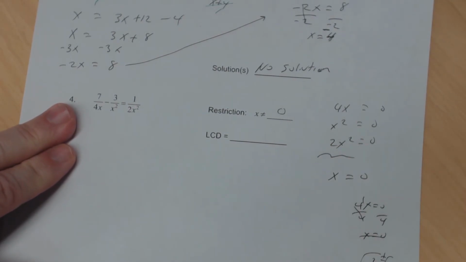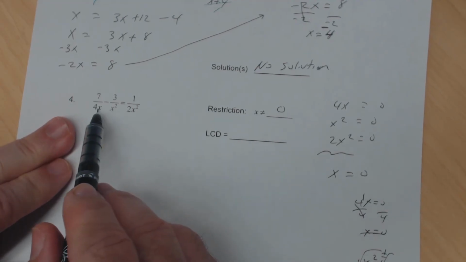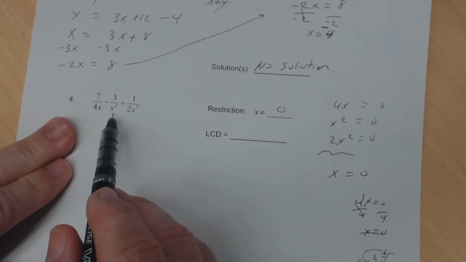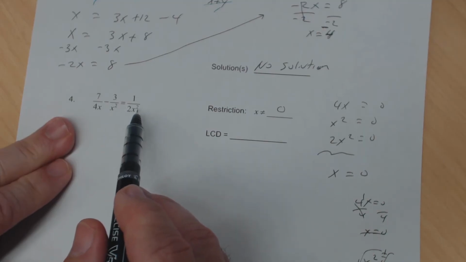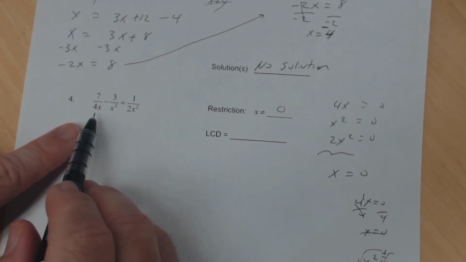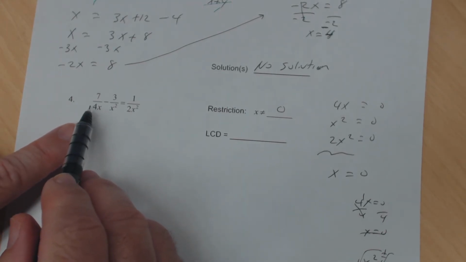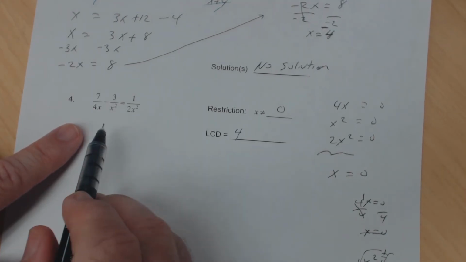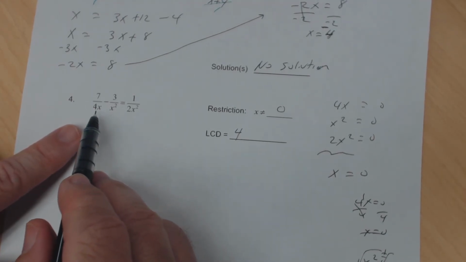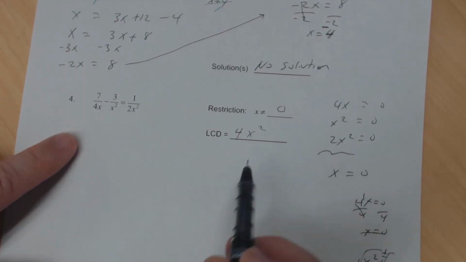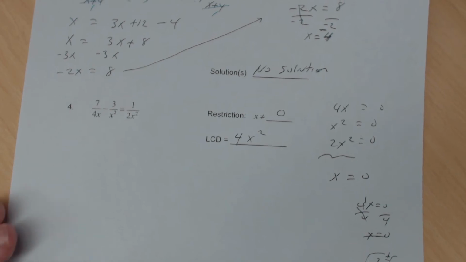And you didn't have to do all this. You could have looked at this and asked yourself, 4 times what is 0? What times itself is 0? 2 times what squared is 0? And the answer is 0 in each case. But the LCD, now notice the LCD is going to be, in terms of your coefficients 4, 1, and 2, I'm going to need a 4. In terms of the factors of x, there's 1x here, 2 here, 2 here, so I'm going to need 2 of them. So the LCD is 4x squared.